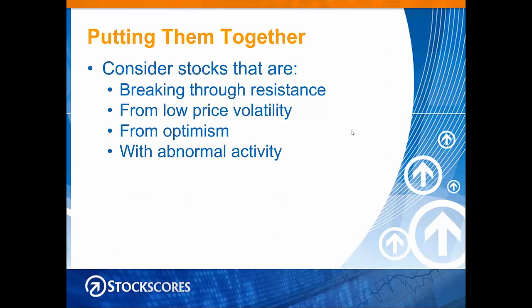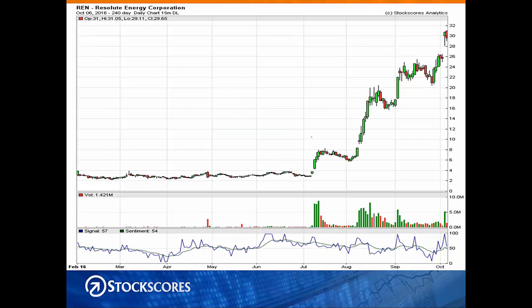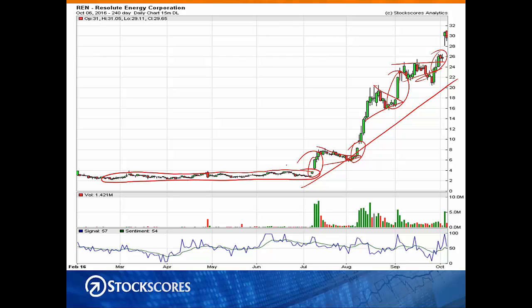So when we put these together, what we want to look for are stocks that are breaking through resistance from low price volatility, from optimism, with abnormal activity. So we had that there, we had that there, we had that there, and we had that there. There was low volatility here, low volatility there, low volatility there, and really a long period of relative low volatility there. Abnormal action, abnormal action, abnormal action, abnormal action. I'm going to show you a tool tonight where you can search the market for stocks trading abnormally from low volatility.